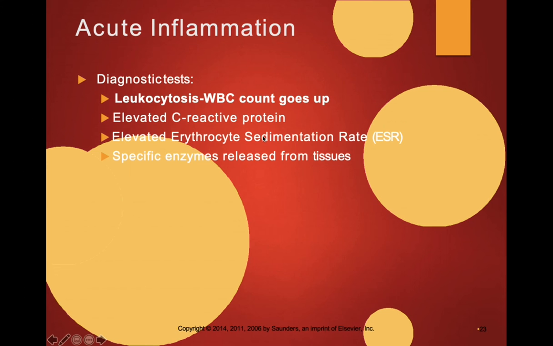Some of the diagnostic tests, you can do leukocytosis, right? If you look at blood work and the white blood cell count goes up, we call it leukocytosis, an increase in the white blood cell count. Elevated CRP, you're going to see this quite a bit, C-reactive protein, and ESR, erythrocyte sedimentation rate. So with inflammation, the C-reactive protein goes up and the ESR can go up, and specific enzymes can be released from tissues.